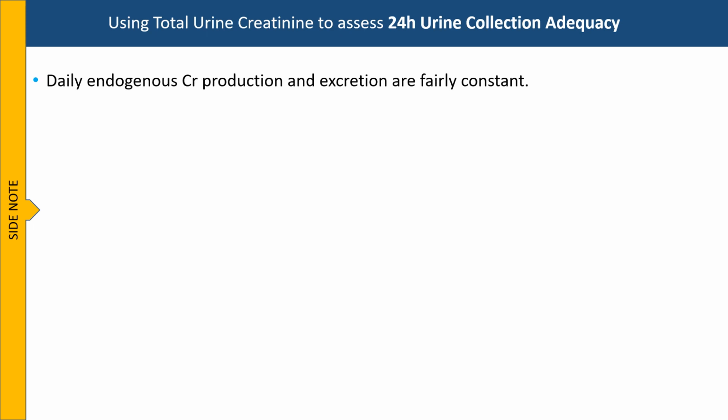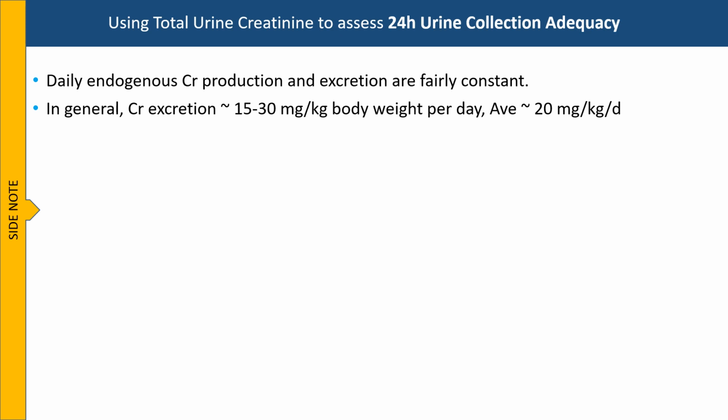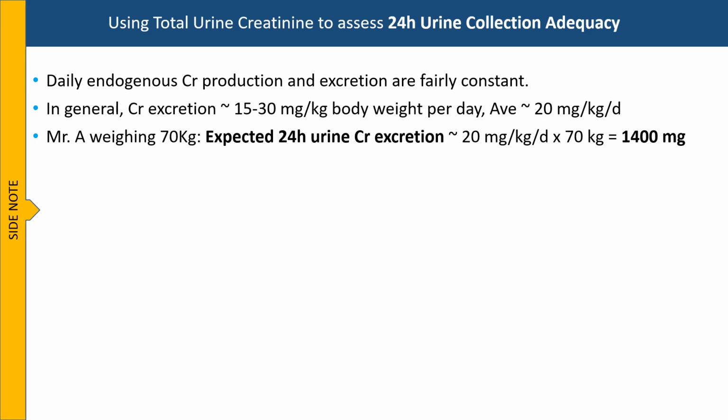Since daily endogenous creatinine production is fairly constant, daily urinary creatinine excretion remains fairly constant. On average, creatinine excretion is approximately 20 mg per kg body weight per day. Example: for Mr. A weighing 70 kg, 24-hour urine creatinine excretion is expected to be approximately 20 times 70, which is 1,400 mg of creatinine per day.